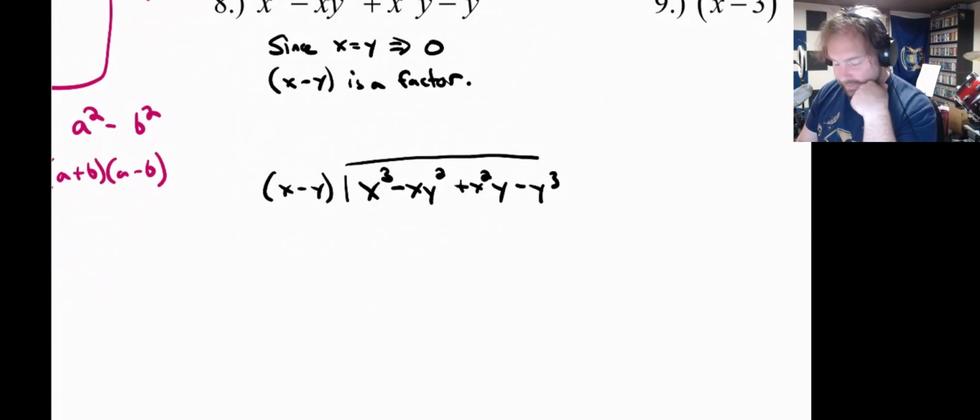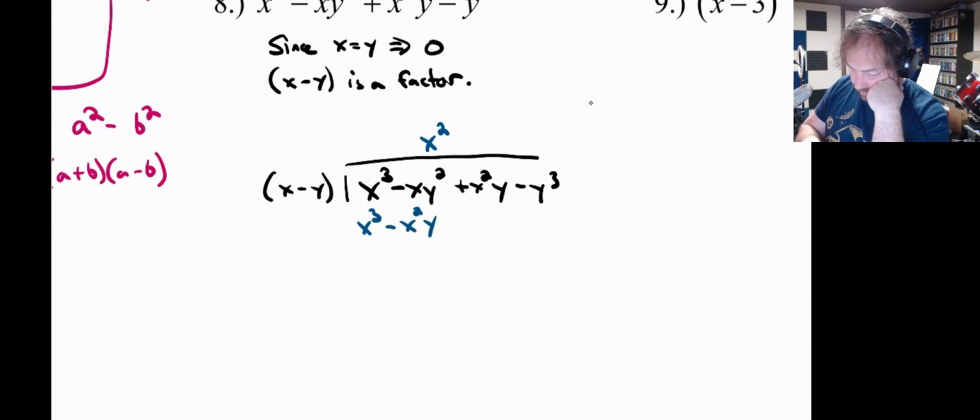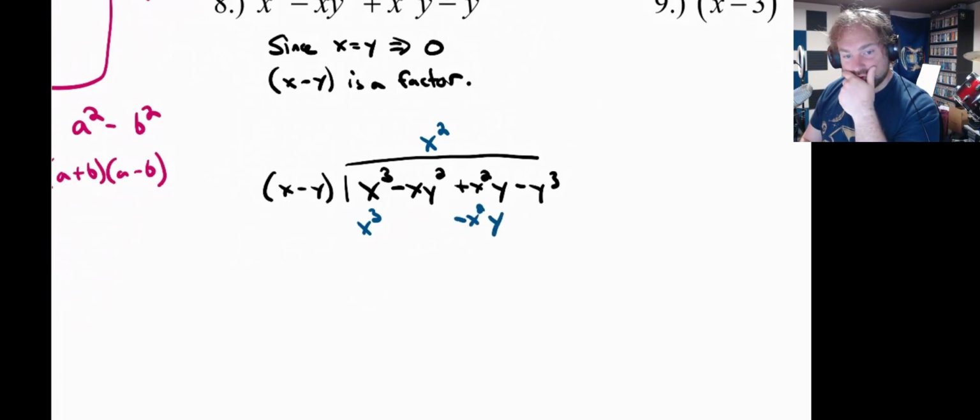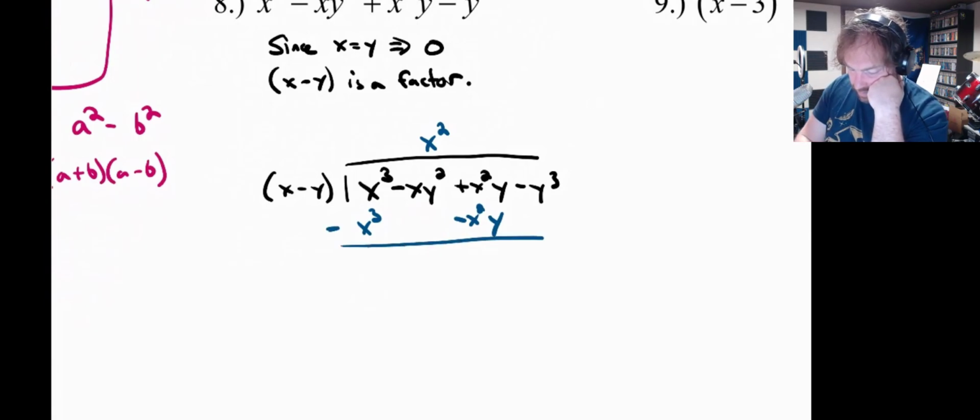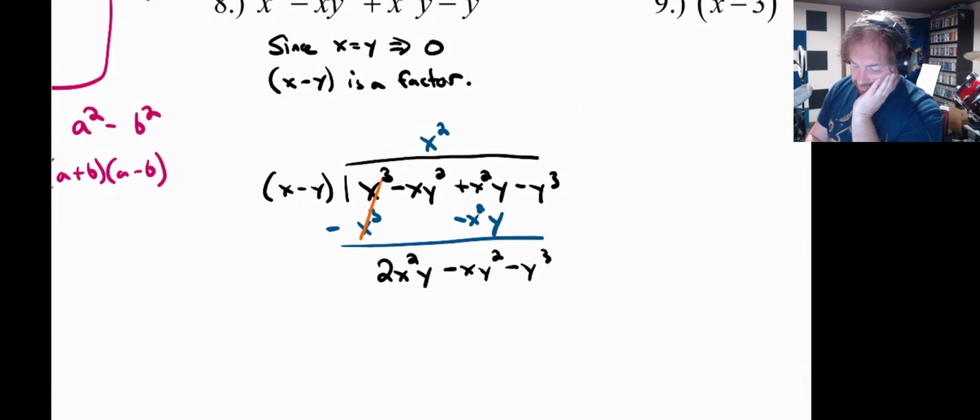So first of all, to make x to the third go away, I'm going to have to put an x squared here. X squared times x is x to the third. X squared times y is minus x squared y, which I suppose has to go over here underneath this factor. And when I subtract those, because we're subtracting in a long division, these ones go away. I guess these are going to combine together. I'm going to move them over here: 2x squared y minus xy squared minus y to the third. That's the next one I'm going to get rid of.